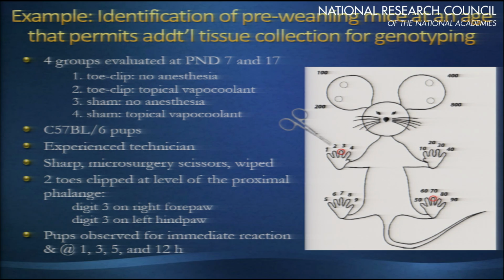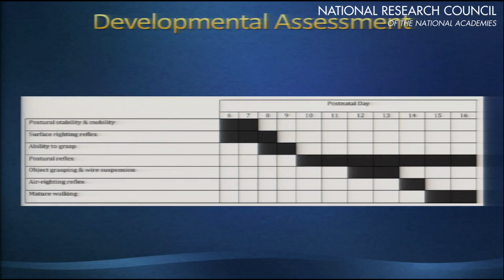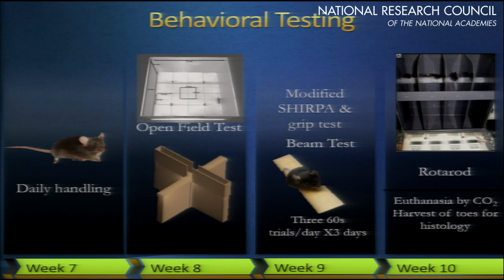And then we did a certain amount of evaluation. So these pups were observed for immediate reaction immediately after, and 1, 3, 5, and 12 hours after clipping. We did a fairly thorough developmental assessment looking at a number of developmental characteristics, starting at postnatal day 6, going to day 16. And we did fairly extensive behavioral tests as adults.